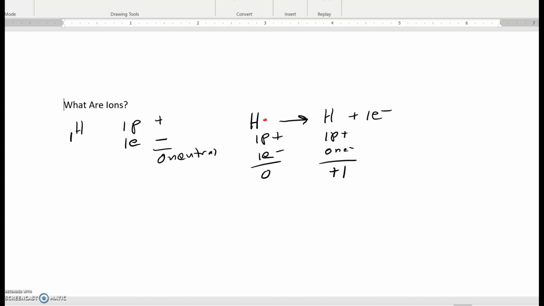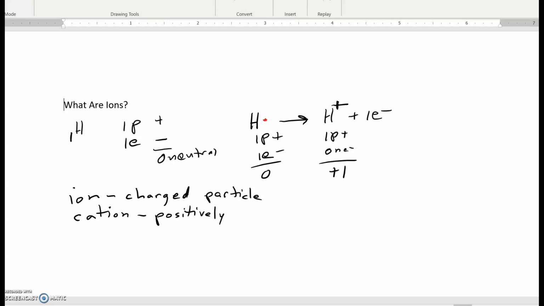So when we strip an electron off hydrogen, it forms an ion, a charged particle, formed in this case by the loss of an electron. Because it's a positive charge, we call it a cation. It's a positively charged particle.